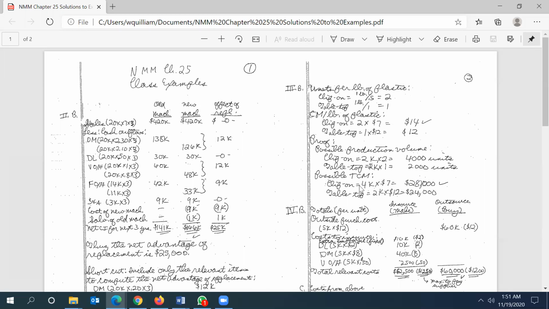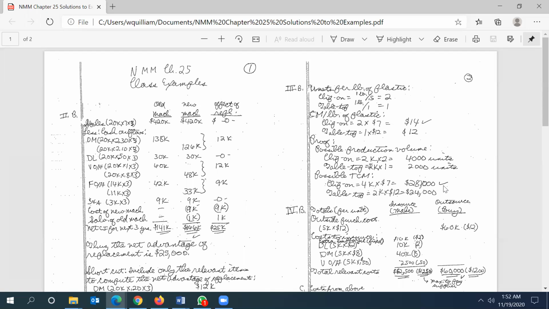So here's the possible total contribution margin. Clip-on style, 4,000 units of it, times $7 a piece, which is going to give us 28,000. Tabletop, 2,000 of these times $12 per unit. That's going to give us only 24,000. So obviously we want the higher total contribution margin.